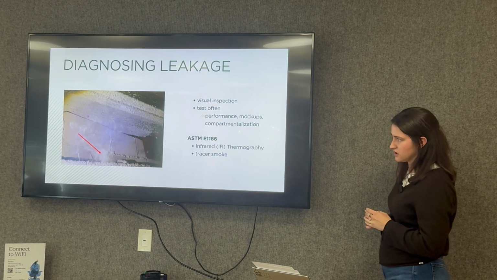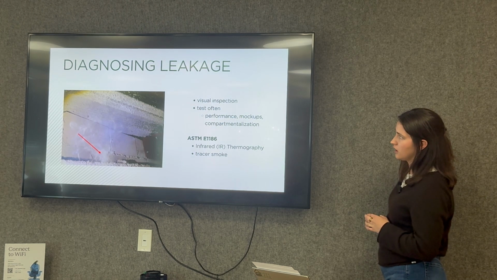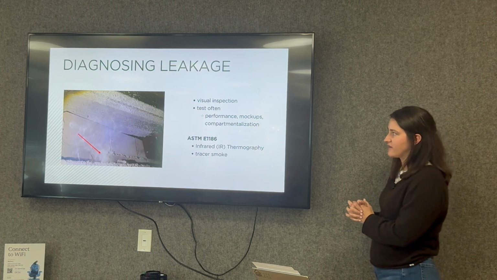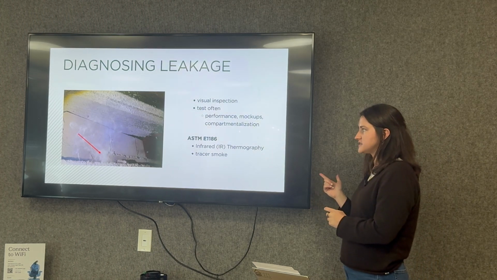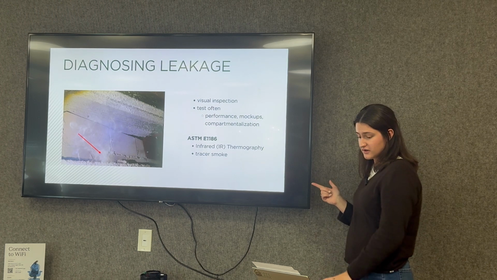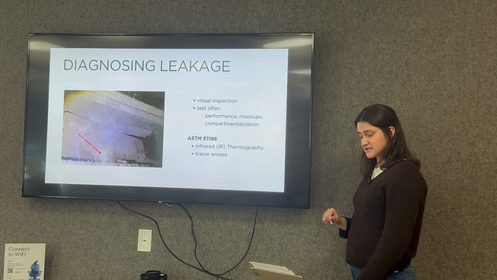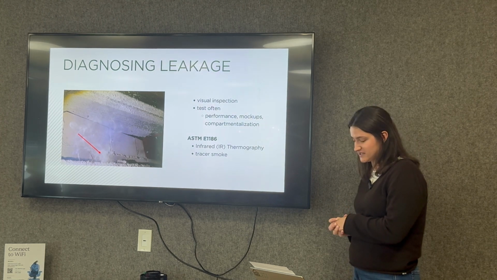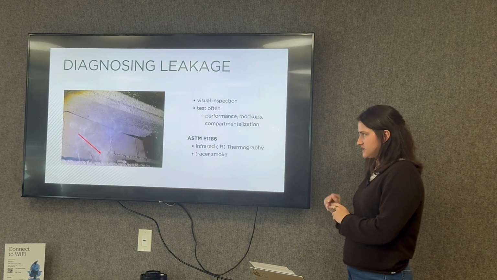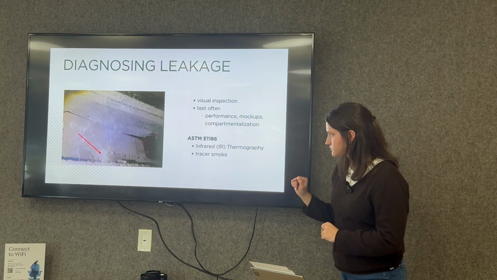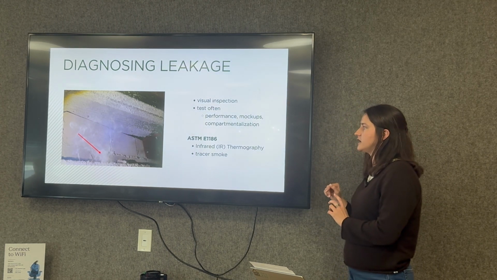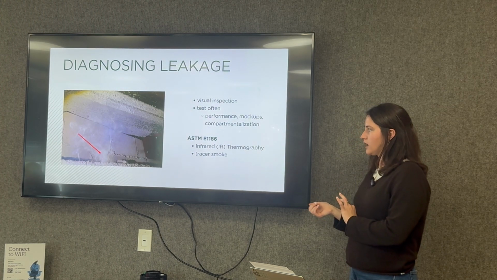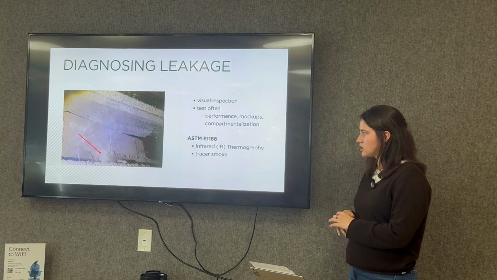The typical diagnostic tools that we use in conjunction with ASTM E779 are those listed in this other ASTM standard, E1186, formally known as Standard Practices for Air Leakage Site Detection in Building Envelopes and Air Barrier Systems, to reveal air leakage pathways that typically aren't visible to us. So we can use infrared thermography, also known as thermal scanning, also known as an IR camera, and tracer smoke.